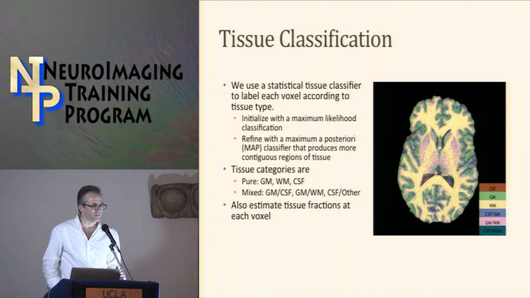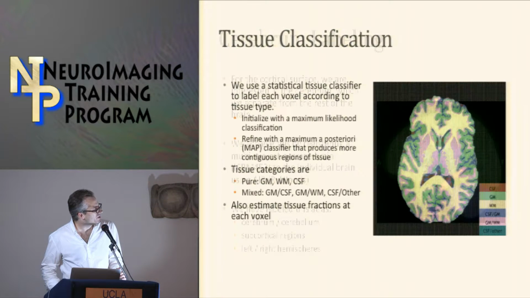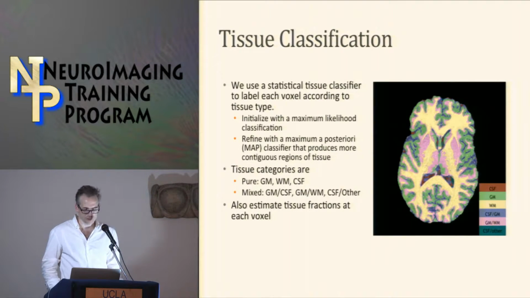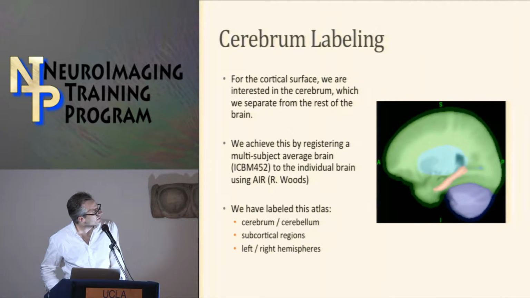Once we've identified the white matter and the gray matter, the next thing that we want to do... sorry, that was just showing the difference between the maximum likelihood and the maximum a posteriori segmentation, which ensures that we have contiguous regions of tissue. So once we've identified the white matter and the gray matter in the brain, what we're trying to do next is find the boundary between... we want to just extract the cerebral cortex. To do that, we need to first identify the cerebrum.